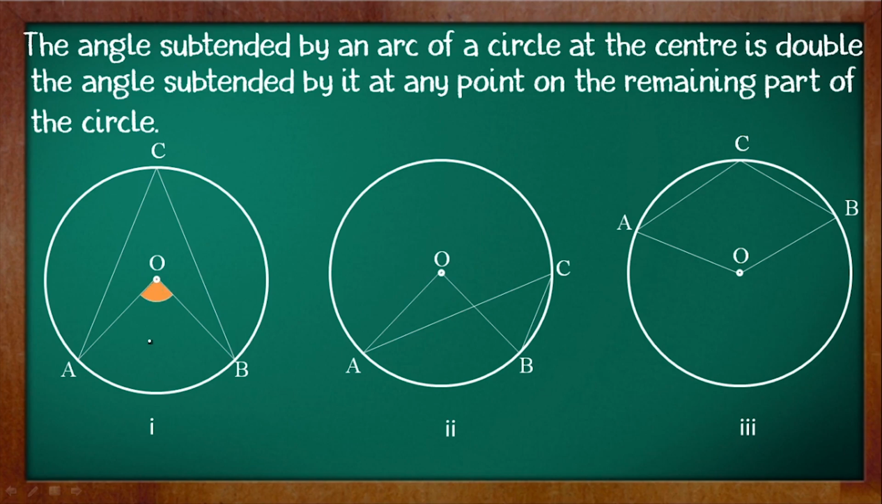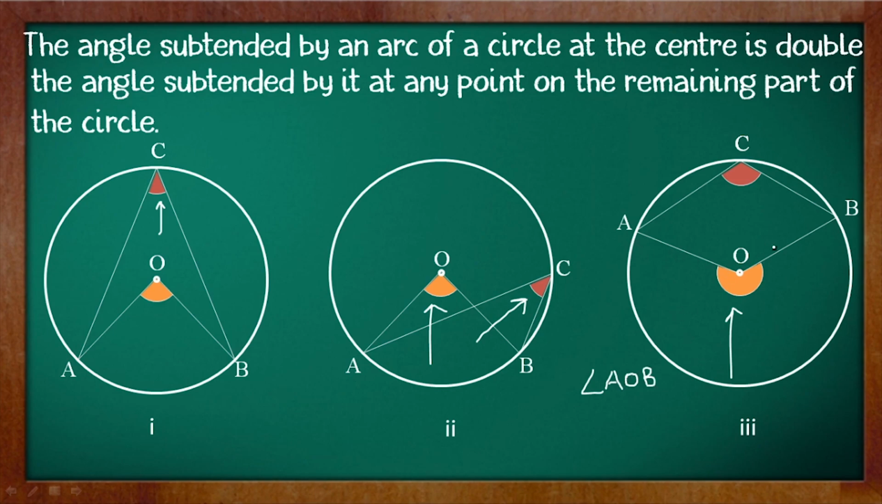So here this is the angle at the center and this is the angle at the circumference. Here also, and here also. Here we'll be writing angle AOB to represent the angle at the center. Actually this angle AOB is the reflex angle AOB, but we will be representing it with angle AOB only, and there should be no confusion with it.